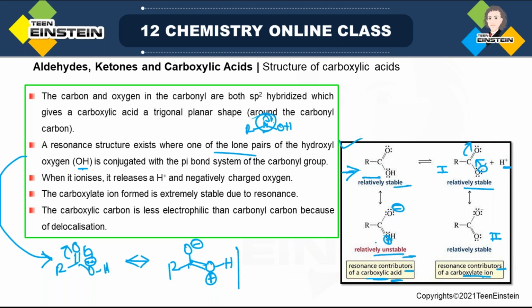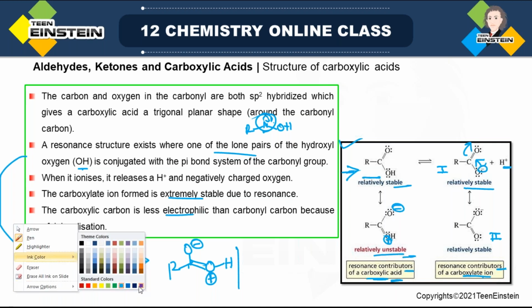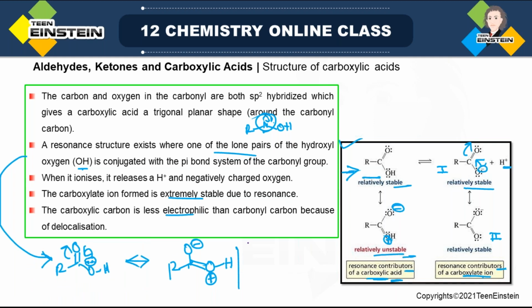But when you consider the ionized form, after removal of H plus, both forms are the same. So the carboxylate ion formed is extremely stable because of resonance. The carboxylic carbon is less electrophilic than a carbonyl carbon because of delocalization. Now what is the meaning of this line? It is trying to say, if you simply consider any carbonyl compound, it may be RCOR, a ketone, or it may be an aldehyde.